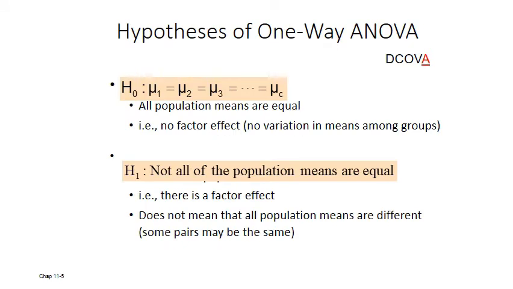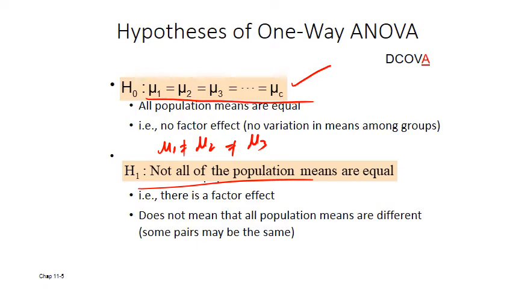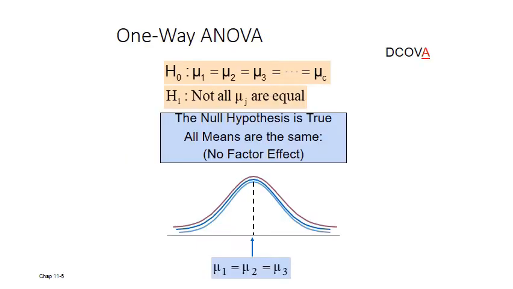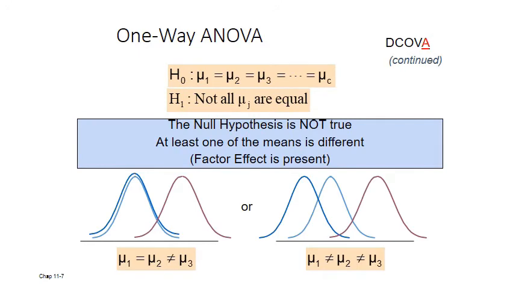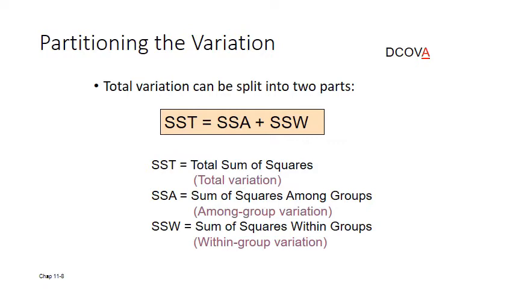As I said, we are discussing means of different groups. So H naught is that the means of all populations are equal, and for H1 you don't need to write that they are not equal. You can simply write in words that not all means of populations are equal, so that is fine. The null and alternate hypotheses are like this, and this is your bell-shaped figure where all three means are equal and the means of populations are always in the center. In H1, not all the means are equal.